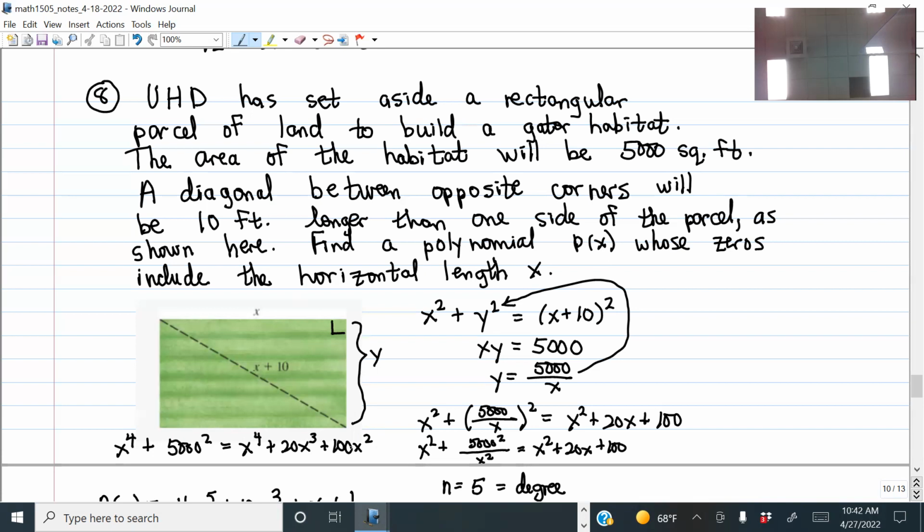How do you want to set it to 0? Move everything to this side? Okay, so I get 0 is equal to, fortunately, the x fourths go away, right? So you have 20x cubed, no x to the 4ths, plus 100x squared. And then minus 5,000 squared, whatever that big number is. 150,000 or 2,500,000 or something like that. Okay, there it is. That's the polynomial.